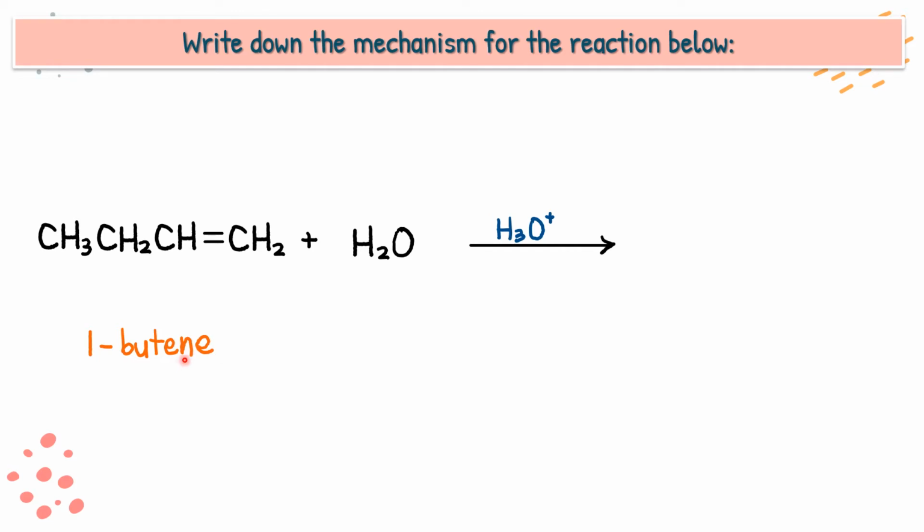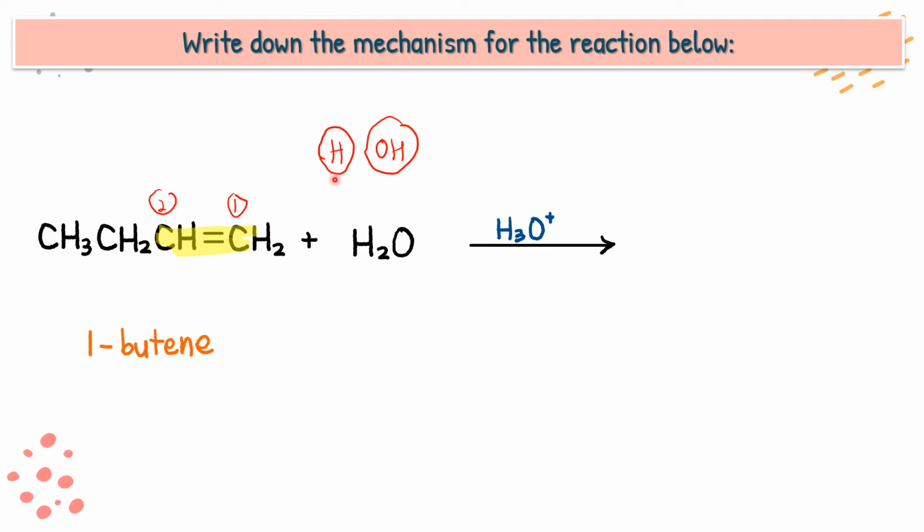Okay, again sebelum kita start kita punya mechanism, apa yang perlu kita buat adalah kita tentukan dulu kita punya produk. And for this one, okay, apa yang kita akan tambah pada carbon-carbon double bond kita dekat sini? Okay, so this is carbon number 1, this is carbon number 2. So since we are doing hydration, we're going to add H and also OH to our carbon-carbon double bond. Okay, now which atom will go to carbon number 1, which one will go to carbon number 2? So kita akan follow the Markovnikov rule.